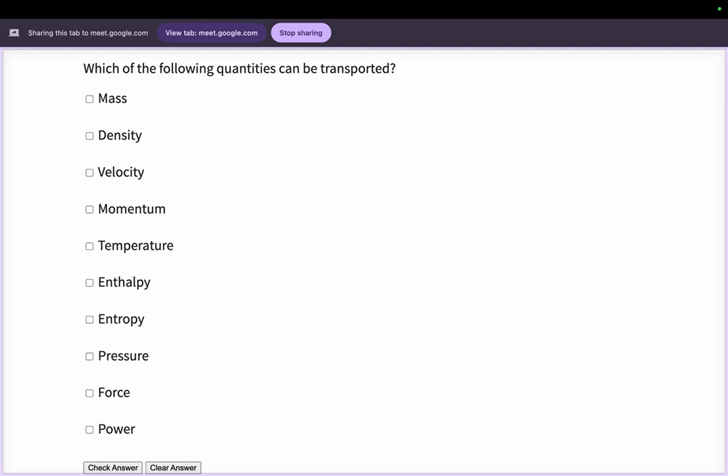Mass. Temperature, pressure. So you think these things can be transported? Okay, so you think density cannot be transported. So how do you assess whether some particular quantities can be transported or not? You can just say what your way of thinking is.